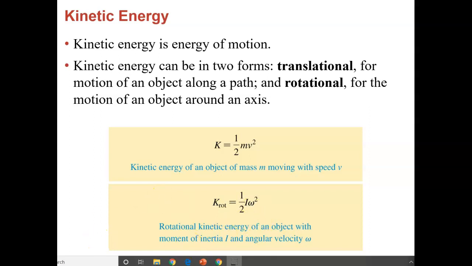Okay. For most of what we're going to do in this section, we're going to look at the 1/2 mv squared. We will look at the 1/2 moment of inertia angular speed squared later on. So if you double the mass and the velocity remains constant, you double the kinetic energy. If you double the velocity but the mass remains constant, you're actually going to quadruple the kinetic energy.